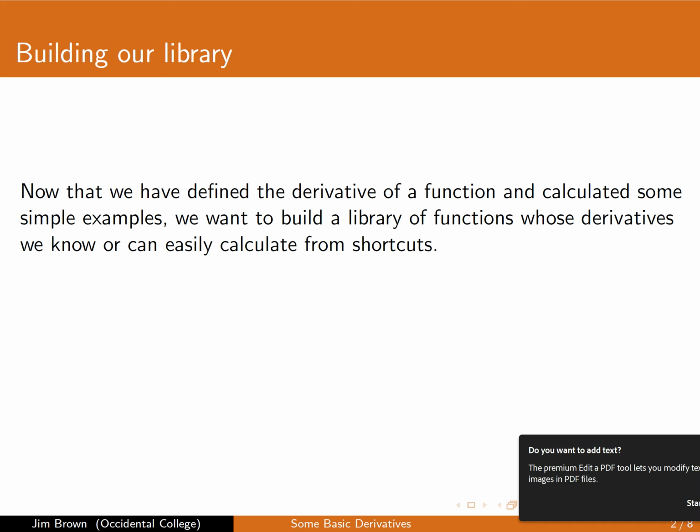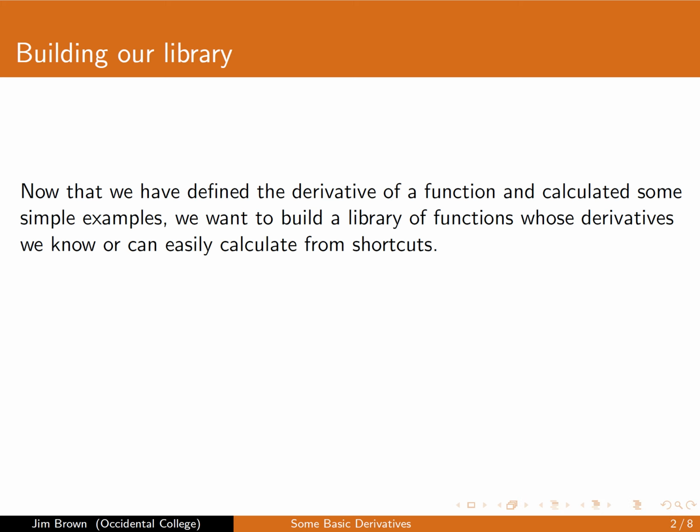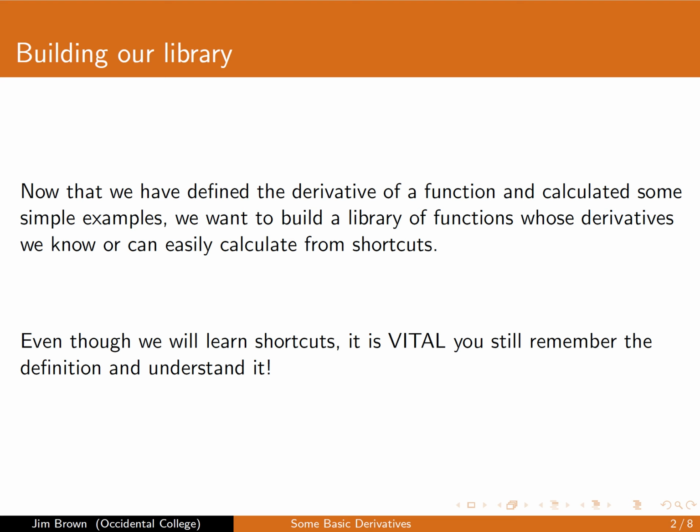Okay, so we're going to start building a library here of functions whose derivatives we know. One thing to keep in mind: it is important that you still remember the limit definition and understand what it's telling you. It's giving you the slope of the tangent line as a limiting value of slopes of secant lines. That's very important to remember. And remember how to actually evaluate that, because not every function will have a shortcut. Sometimes you do have to resort to the definition to calculate a derivative.